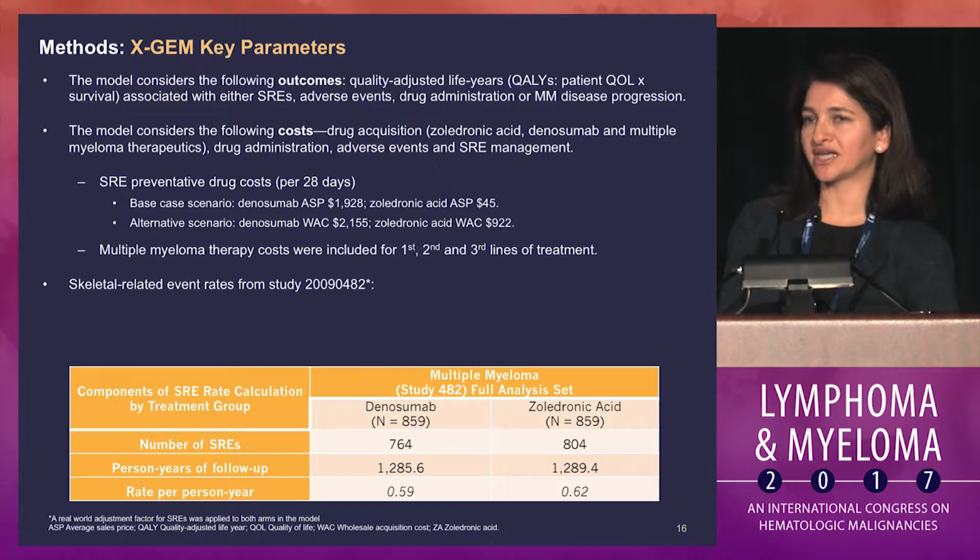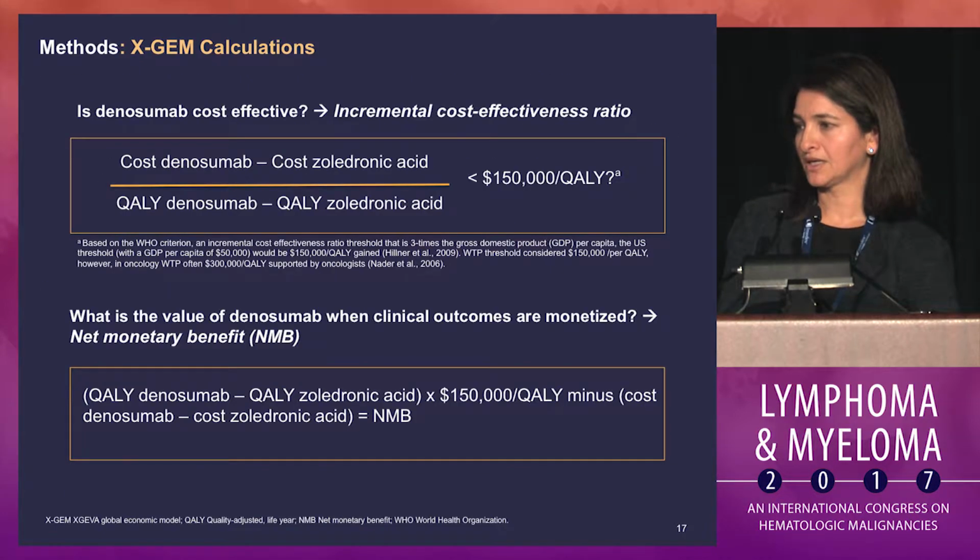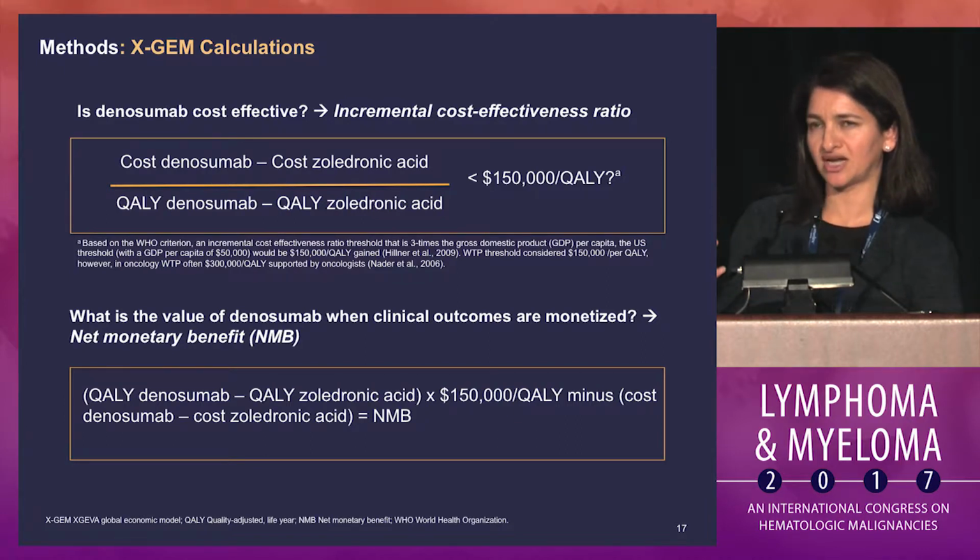We did base this on SREs, and although I've shown you non-inferiority based on this, if you look at it numerically, this study did have a smaller number of SREs in patients getting denosumab compared to patients getting zoledronic acid. Obviously, in the XGEM calculations, we looked at two things. One was the incremental cost-effectiveness ratio, and those of us who are familiar with using cost analysis in the oncology world go by the WHO criteria, so that if the cost of whatever the intervention is is less than $150,000 per QALY, that by WHO criteria is considered acceptable.